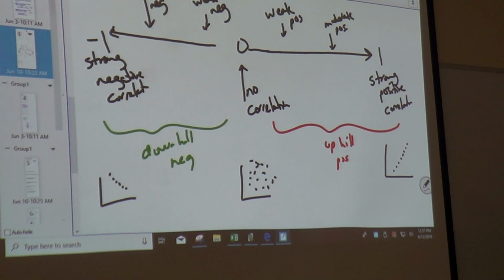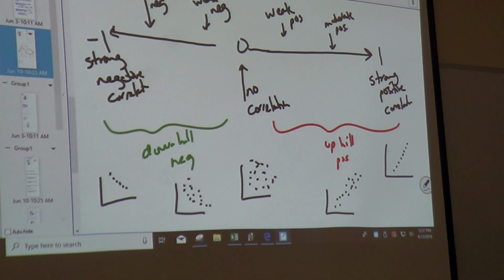And when I'm in the middle, like 0.5, 0.6, 0.7, that means it kind of looks like a line, sort of, uphill. And in here, it kind of looks like a line. So if you're at 0.5, 0.6, 0.7, 0.3, 0.4, it kind of looks like a line. Do we make sense?